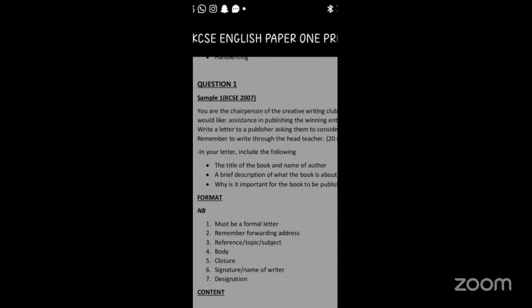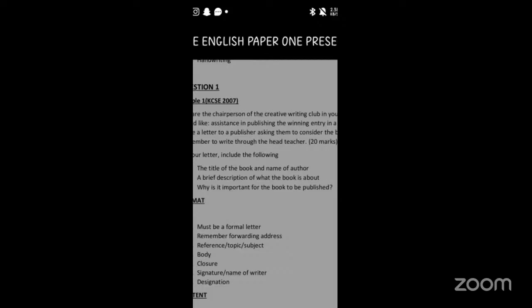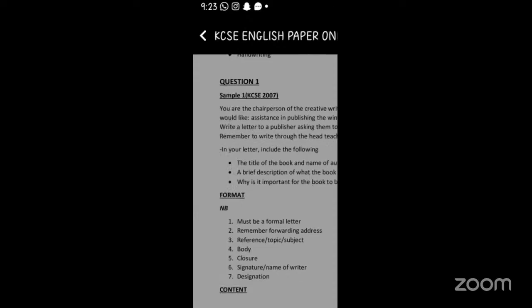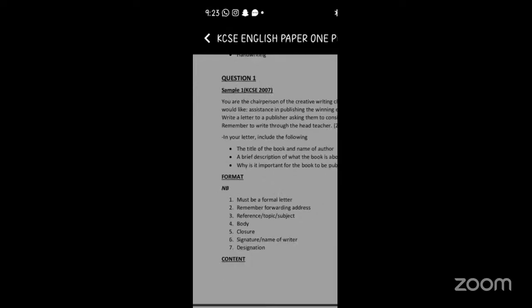You need to tell the publisher, we are hereby requesting that you publish for us the book by the title, this and this, and the author. Then please give a brief description of what the book is about. Not really a synopsis as we know it, but a general summary of what the book is about. And then why is it important for the book to be published? Why is this important for you? That should be found in the content. In your letter you should have that.